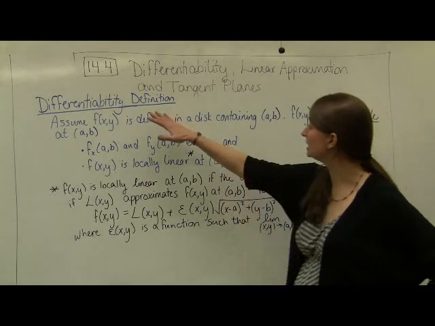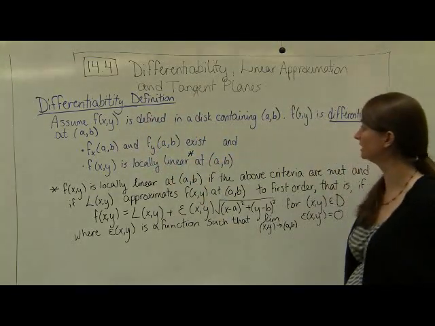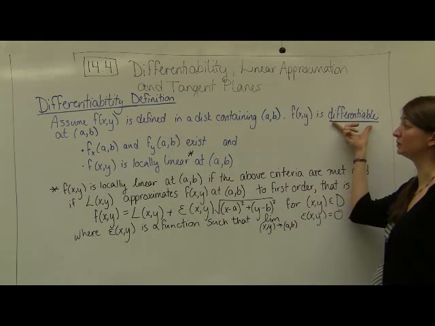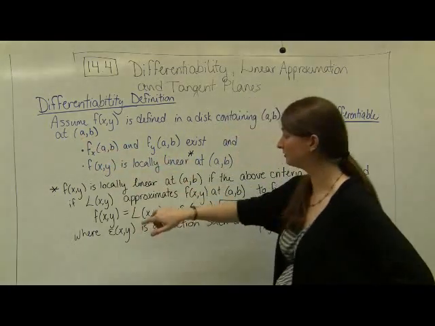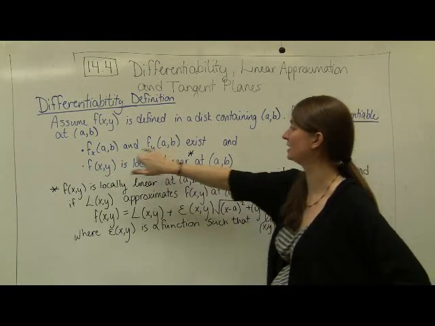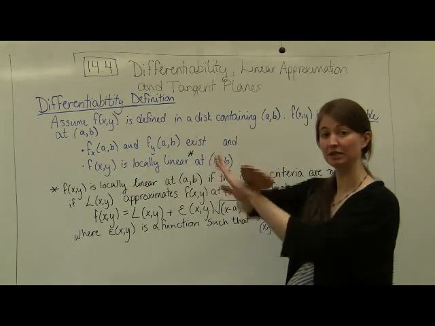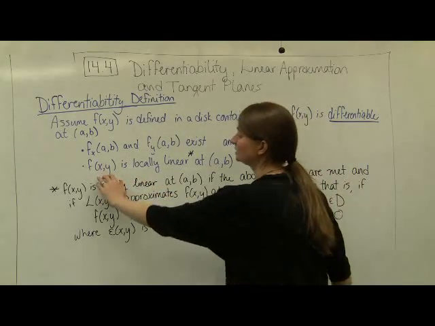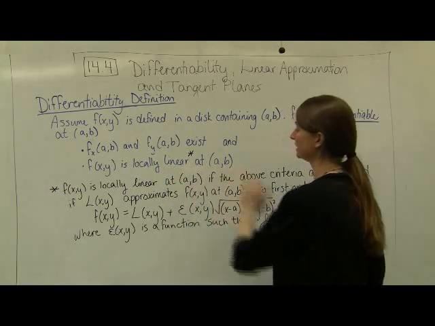So the definition, as written on the board here in blue: assume that f of x, y is defined in a disk containing (a, b). We say f of x, y is differentiable at the point (a, b) if our partial with respect to x and our partial with respect to y, evaluated at the point (a, b), exist. So those partial derivatives have to exist. Those are the things that we use to come up with our linearization. And we also need the criteria that f of x, y is locally linear at the point (a, b).